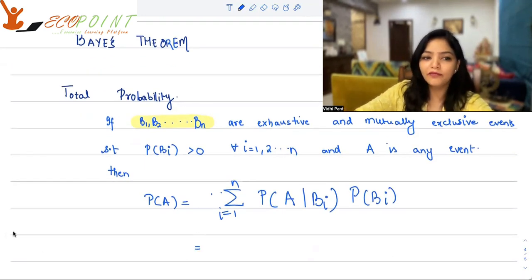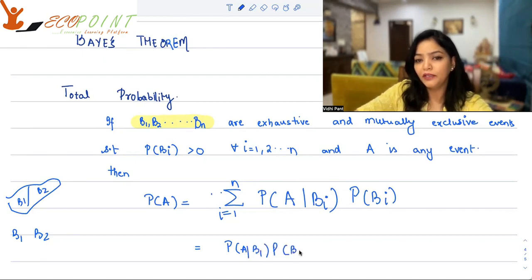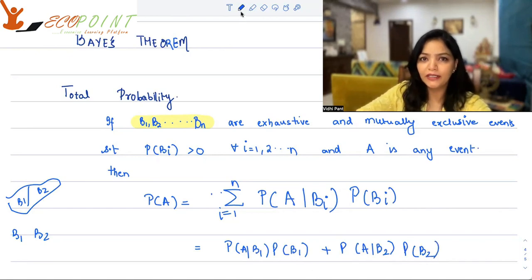So suppose you have just 2 events, B1, B2, just a partition of 2 events. Partition means that your sample space is basically just B1, B2. Okay, you can divide it into B1, B2. Then if you are looking at any event A, the probability of A is probability of A given B1 into probability of B1, plus probability of A given B2 into probability of B2. Let me give you an example so that this becomes very clear to you.